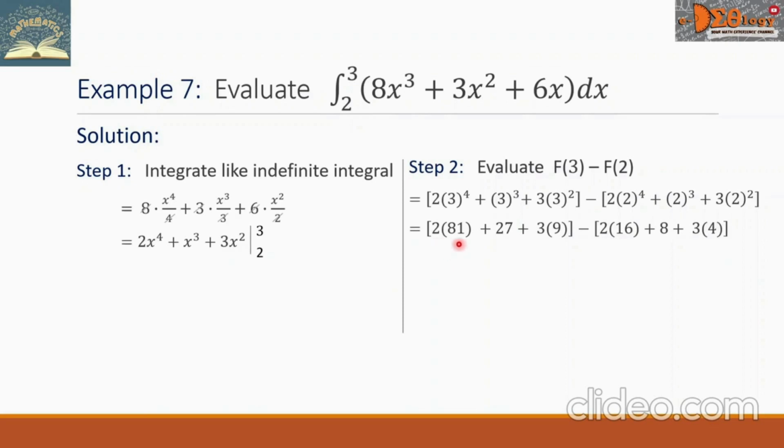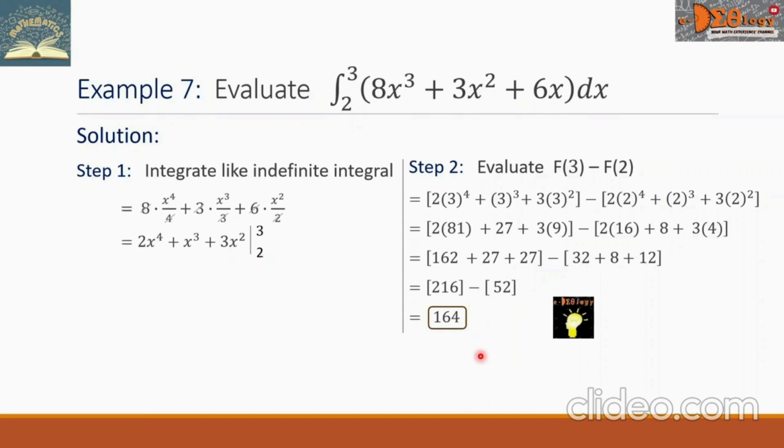Simplifying further, 2 times 81 is 162. We copy the 27. 3 times 9 is plus 27. Minus 2 times 16 is 32. We copy the 8. 3 times 4 is 12. Using our calculator, the first group here is 216, minus the second group, 52. 216 minus 52 is 164. This is the final answer.